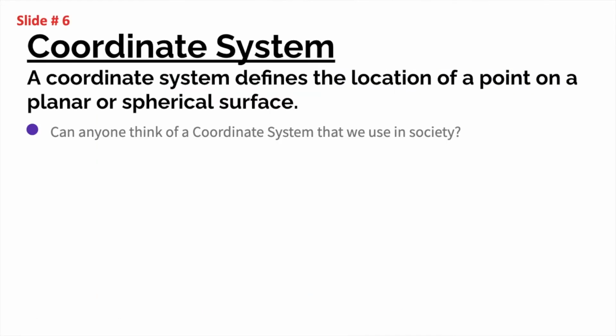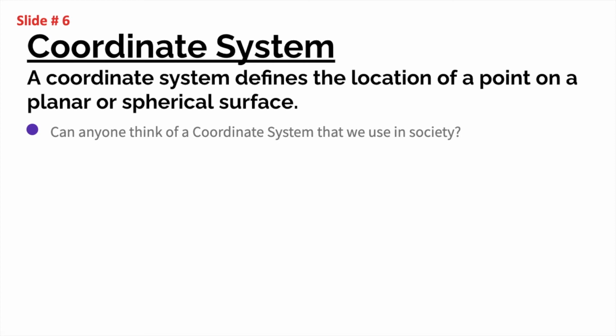There are probably a lot of other coordinate systems that you've seen before, but this is how I would define this. The coordinate system defines the location of a point on either a planar or a spherical surface. By planar, I mean flat. Spherical, I mean round. So other than a map of the city of Boulder, I can think of a couple other coordinate systems that we use in society.